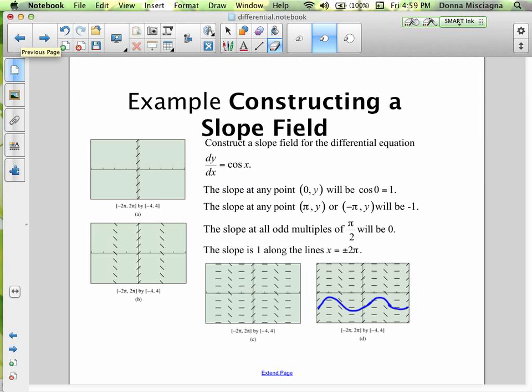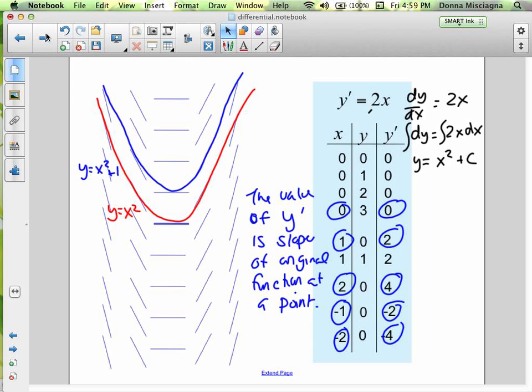So if you think about it, this is slope equals cosine x. So I plug in for x, and when I solve, I get my slope. I think that's a clear way to say that. All right, so here I'm going to write: slope equals 2x. What's my slope? I'll just plug in for x and I'll find it.